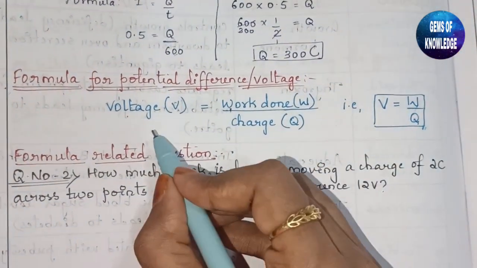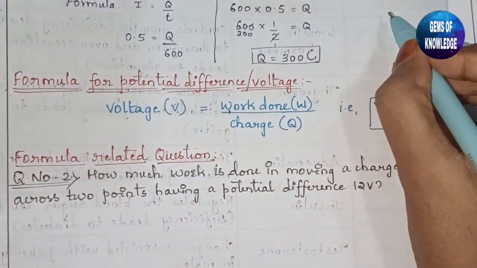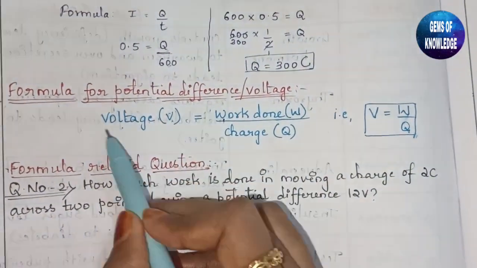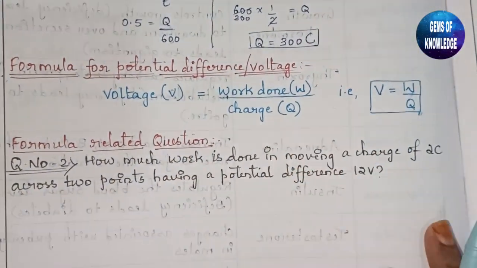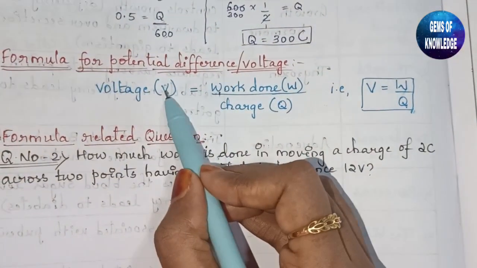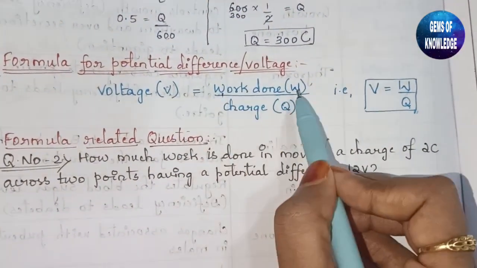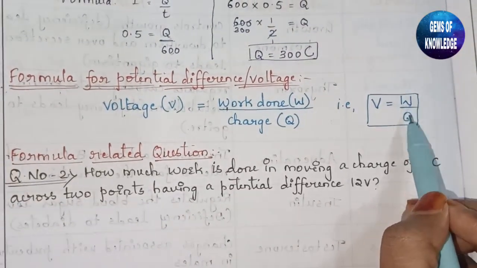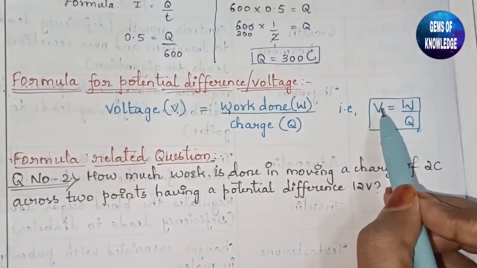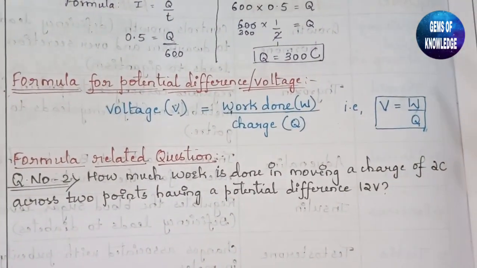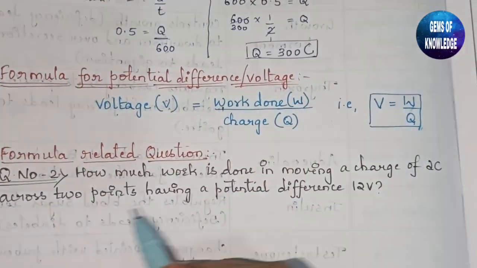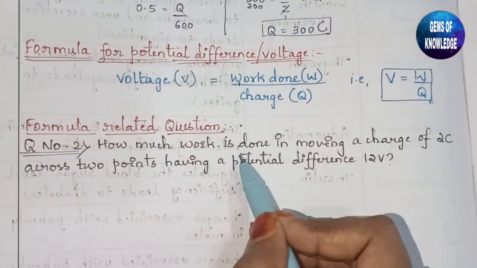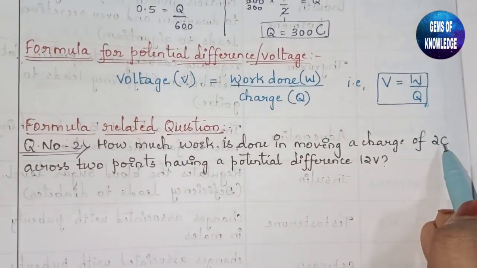Okay, when a charge is moved from one place to another, the work done there is called voltage. Dependent on that, we have the formula V = W/Q, where W is the work done, Q is the charge, and V stands for potential difference, also called voltage.